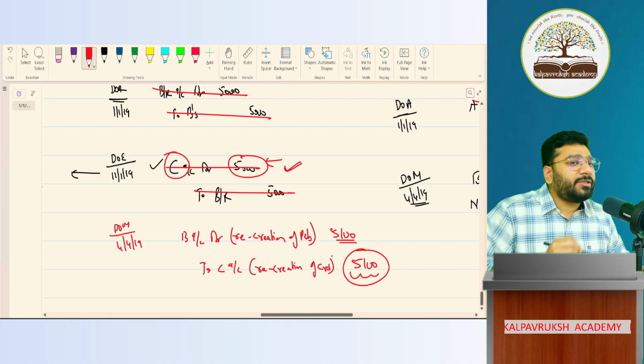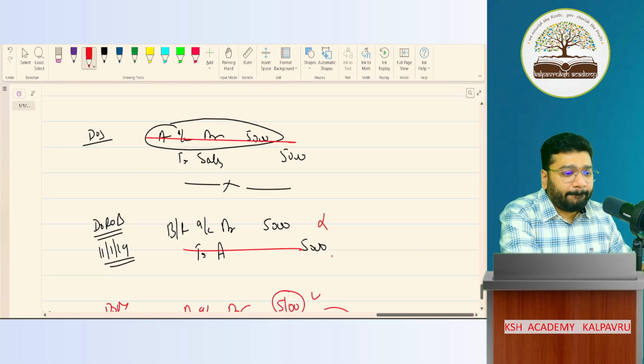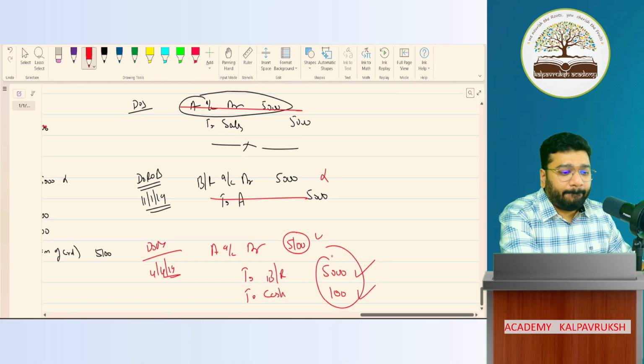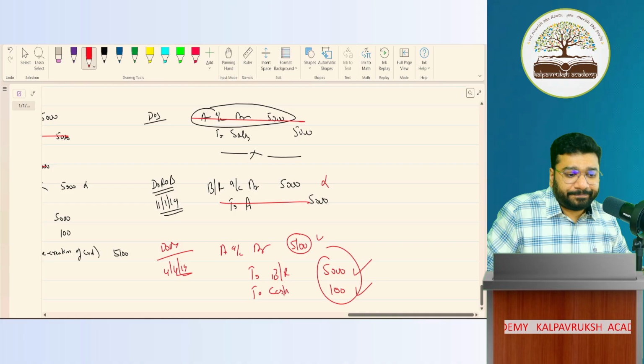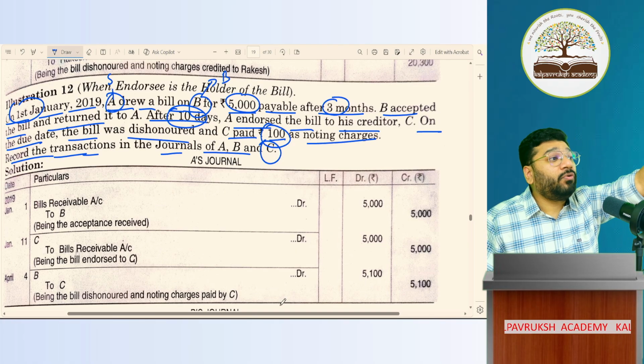And A also is telling C, I will give you 5,100. Both sides matching, not matching? Online people, both sides matching, not matching? Got it, not got it? Yes, sir. Okay.